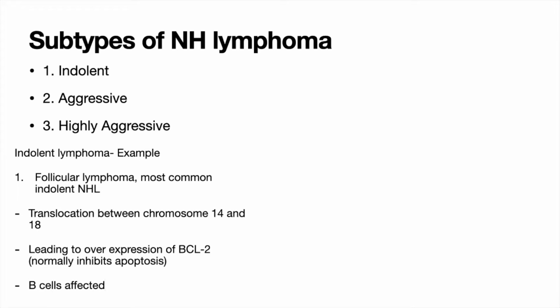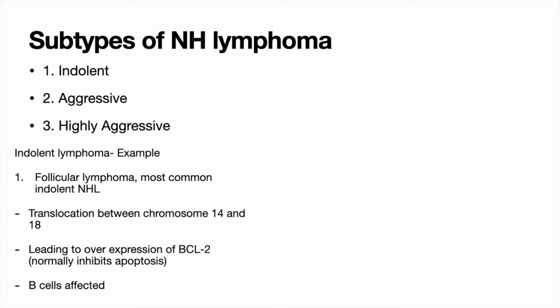So let's have a look at an example of an indolent lymphoma. And the most common type here is follicular lymphoma. And in this type of non-Hodgkin's lymphoma, we have a translocation between two chromosomes, which is 14 and 18. And because you have this translocation, it results in overexpression of the BCL2 gene. Now, this gene normally inhibits apoptosis. So, thinking about it, it stops the cells from dying.